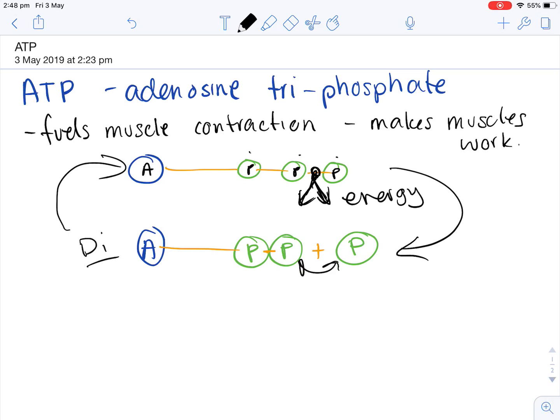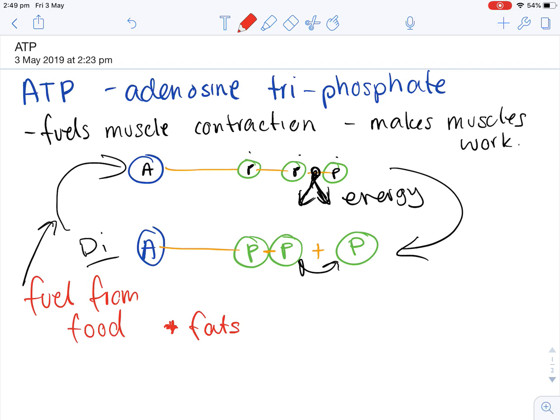And to do that, we need a fuel source. To help bring these things back together, to make our diphosphate back to a triphosphate, we use the fuel from the food that we eat. Fuel from food. Now there's three things in food that we use to help create this bond re-happening, and one of those is fats, one of them is carbohydrates, and the last one is protein.